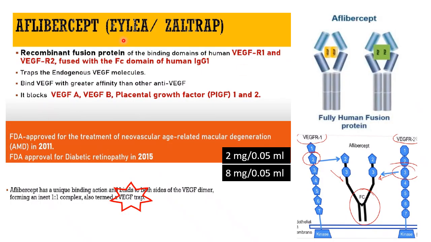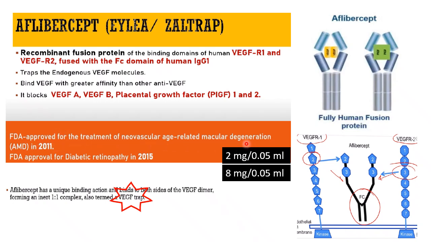Now comes aflibercept. So aflibercept, I told you, is a recombinant fusion protein of the binding domains of both the receptors fused with the Fc domain of IgG1. It traps the endogenous VEGF molecules over here. Whatever circulating VEGF molecule is there, it traps, because it has the binding sites of both R1 and R2. So it is going to trap everything: VEGF-A, VEGF-B, as well as PIGF. This is the unique thing about aflibercept. So that is why it is also known as VEGF trap, right?